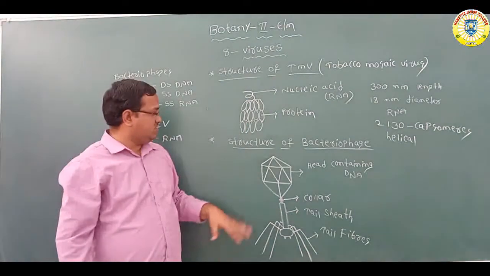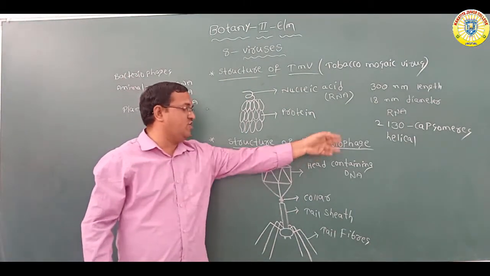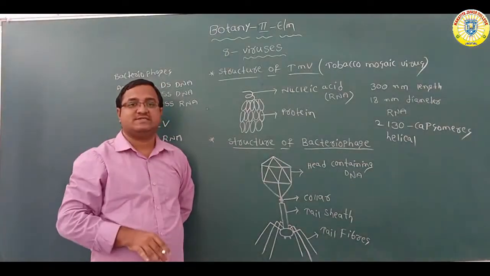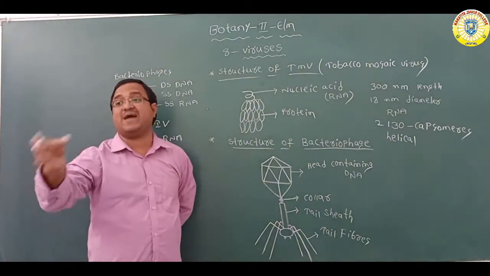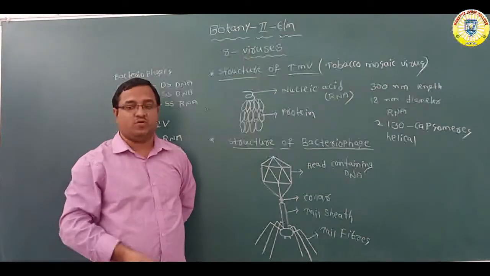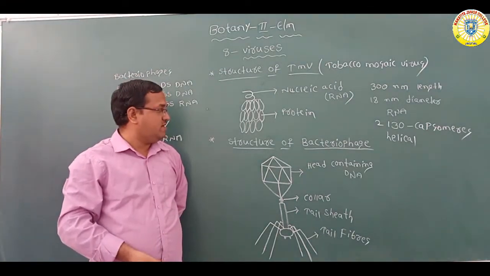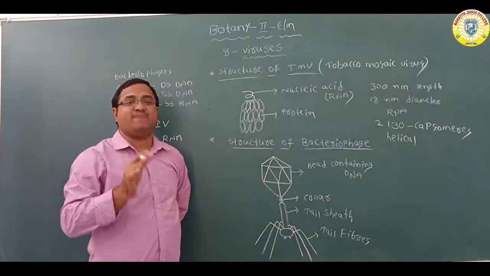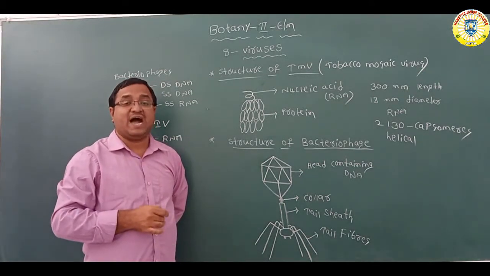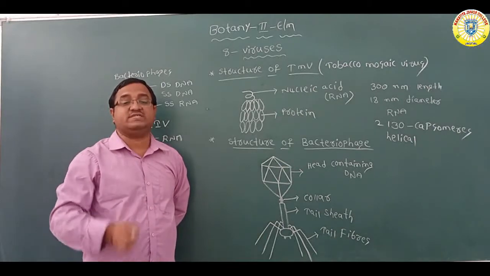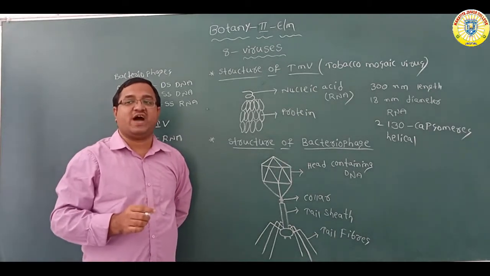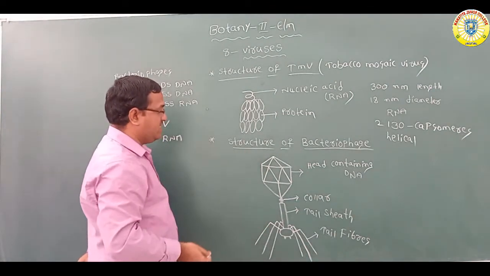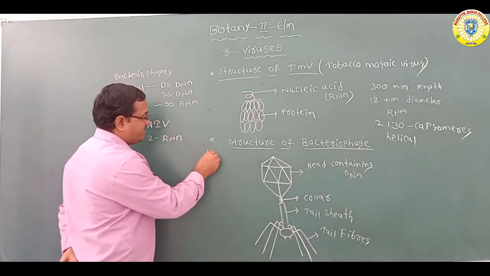Okay. Next, now coming to the structure of bacteriophage. Already you know bacteriophage is a virus which infects other bacteria, which kills other bacteria. So what about the structure of the bacteriophage? The structure of the bacteriophage is a tadpole structure. What is the tadpole? The larva of the frog is called tadpole. If you see the structure of the bacteriophage, that is a tadpole structure.